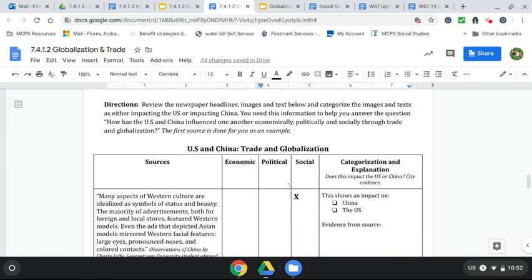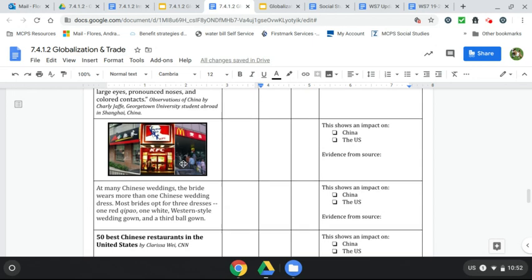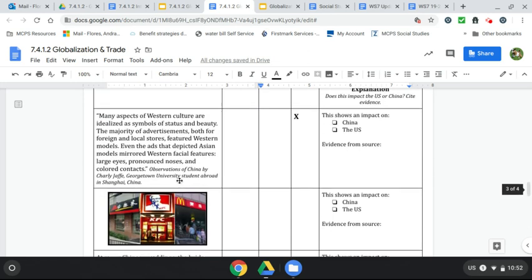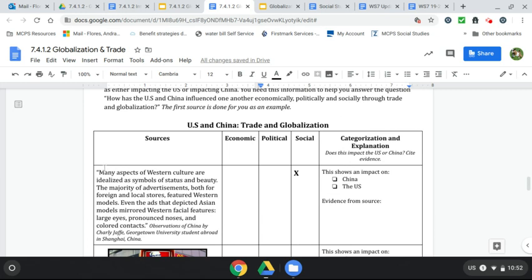All right, the next portion is where you have to practice the skill of categorization. These sources come from newspaper articles, headlines, and pictures, but these are different things that have shown up about the US and China. So you are going to read or examine the picture, and then you're going to say, is this economic, political, or social? Who is this impacting? And what evidence from the source makes you say that.